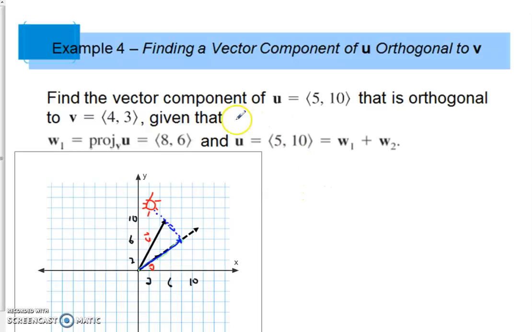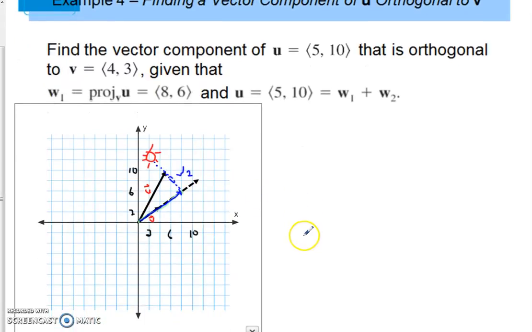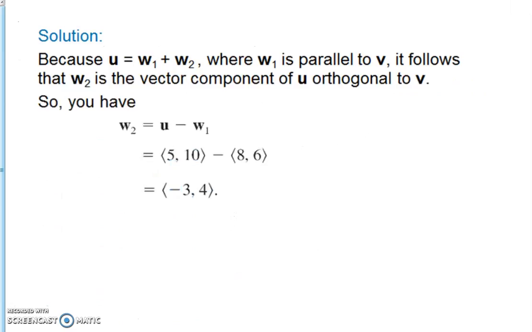Okay, so it says we want to find the vector component of u that is orthogonal, given this projection. In other words, I want to find what is w2. So w2 is this part, right? What am I going to have to add to that? We could probably calculate that if we just count it over a little bit, but let's go ahead and do the math. I think I've got it on the next page.